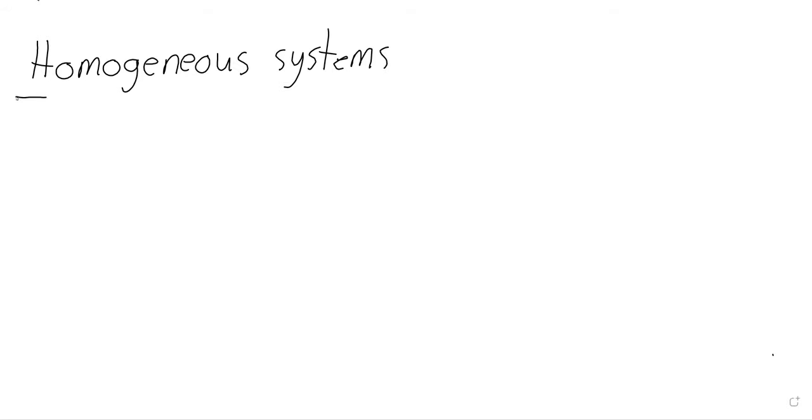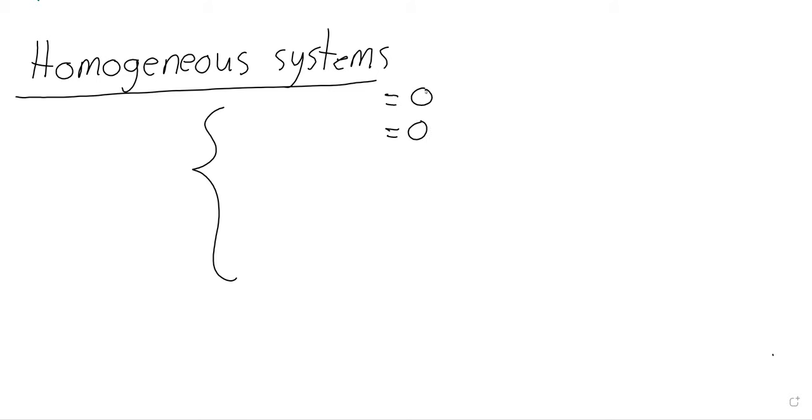And we'll discuss homogeneous systems, and then we'll use them as a jumping off point to talk about systems of equations with infinitely many solutions. So, homo meaning same. A system is homogeneous if all of the numbers on the right of the equal signs are all zero.